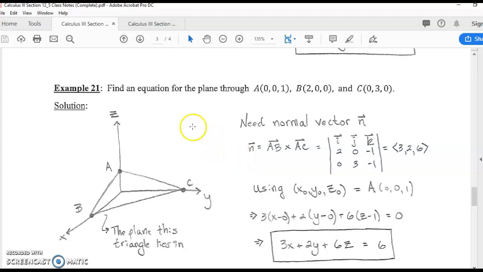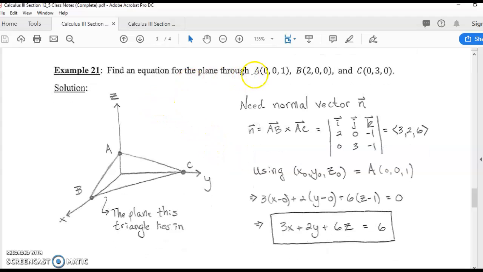Example 21. Find an equation for the plane through these 3 points. So these 3 points are actually sitting on the axes. A is at the point 0, 0, 1. B is at the point 2, 0, 0. C is at the point 0, 3, 0. Again, we don't try to draw an entire infinite plane, so we connect the 3 points, and we can imagine this plane sort of lying up against the z-axis. I'm drawing everything just in the first octant, but again, it extends infinitely in that direction, this direction. So it's the plane this triangle lies in.